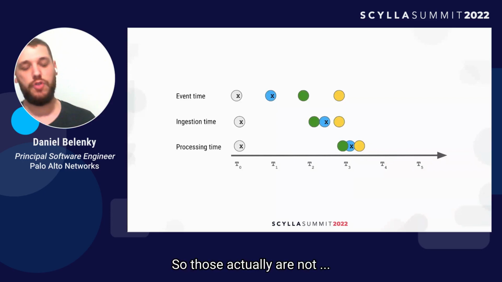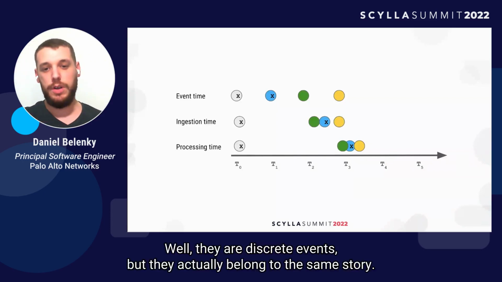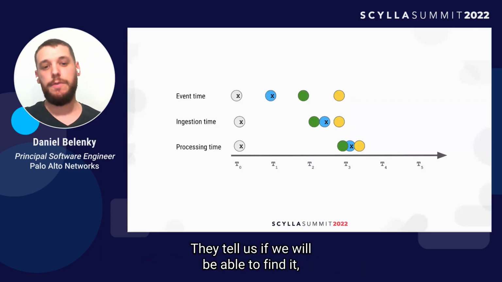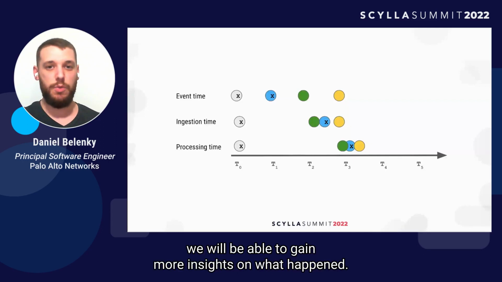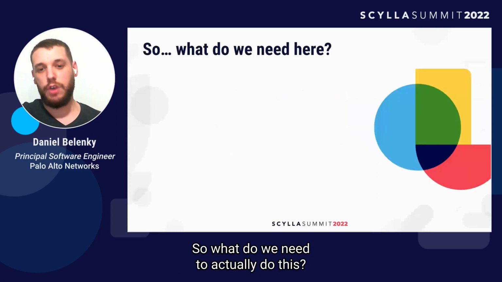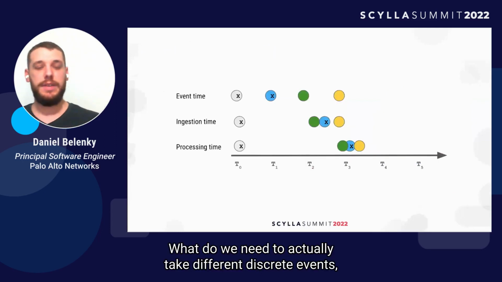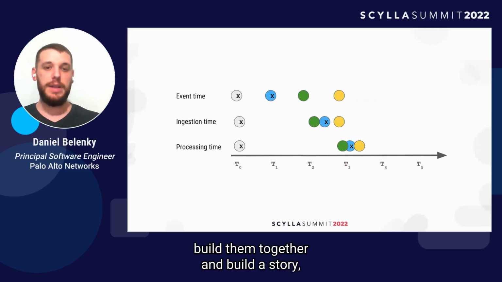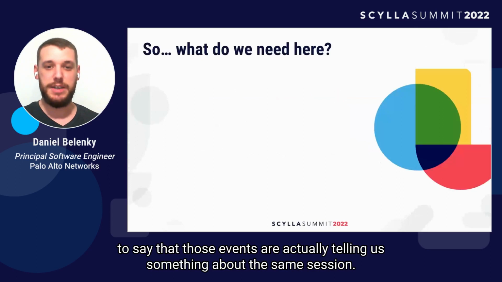So those actually are not, well, they are discrete events, but they actually belong to the same story. They tell us, if we will be able to find it, we will be able to gain more insights on what happened. So what do we need to actually do this? What do we need to actually take different discrete events, build them together, and build a story to say that those events are actually telling us something about the same session.